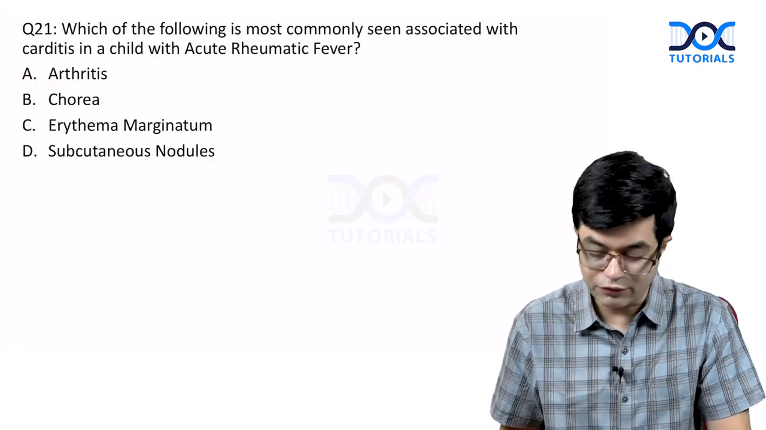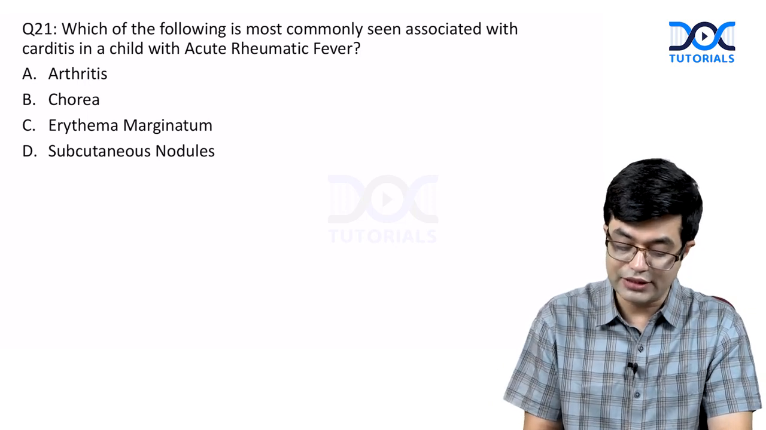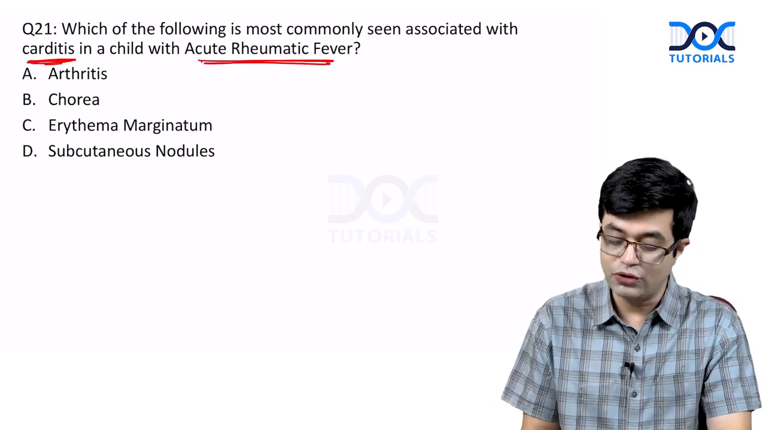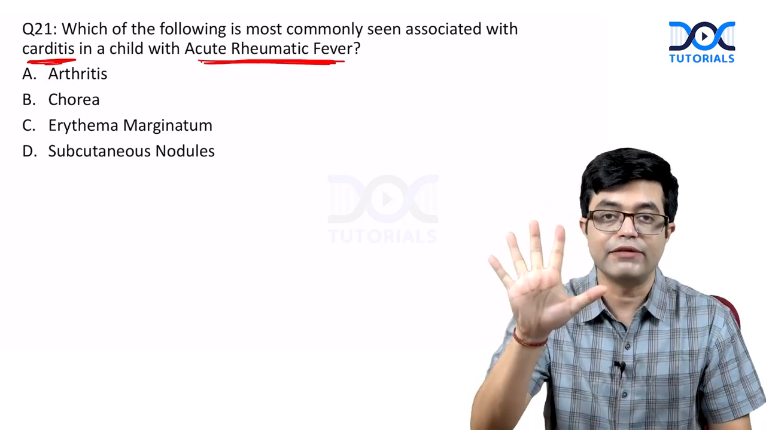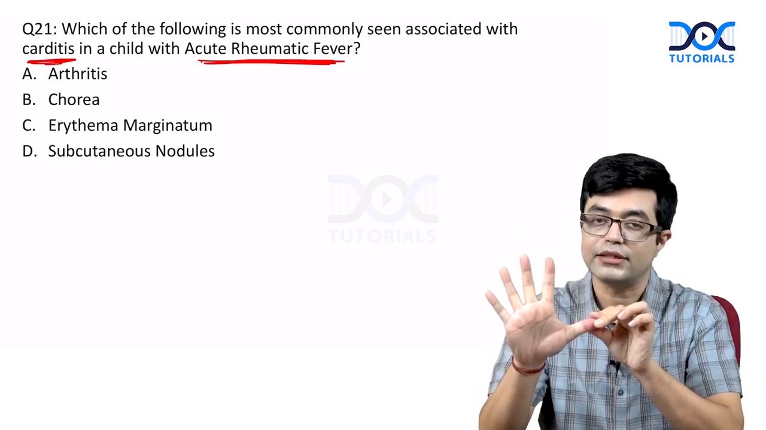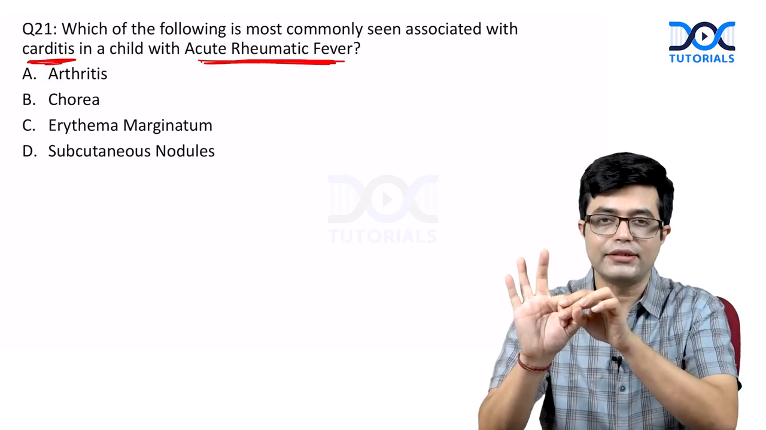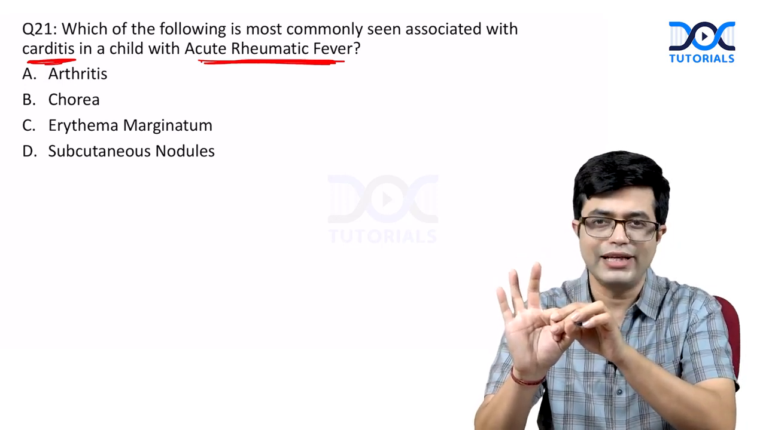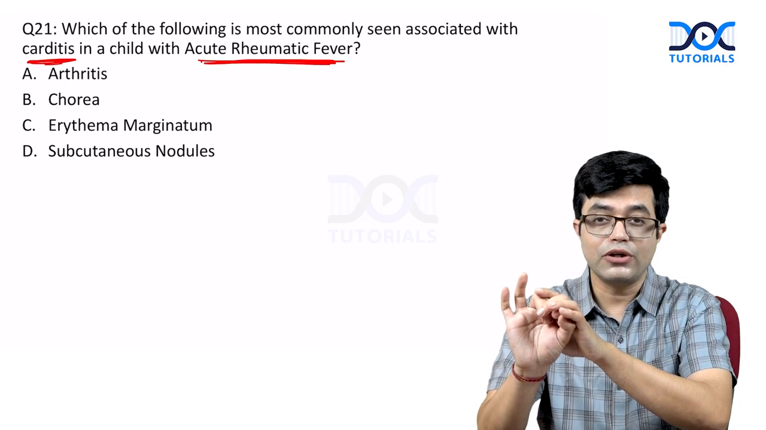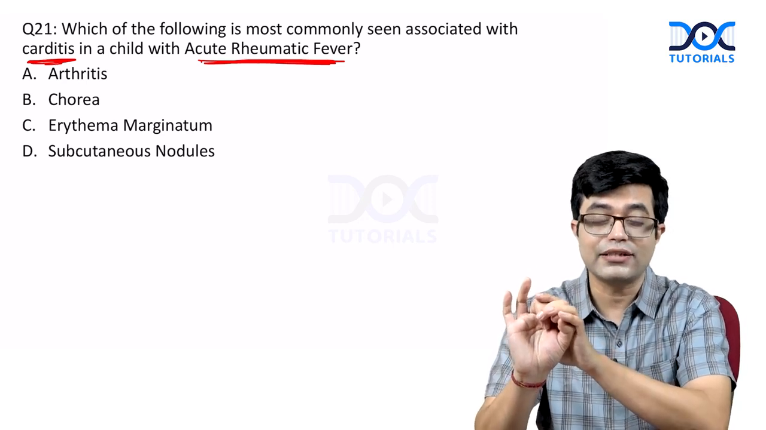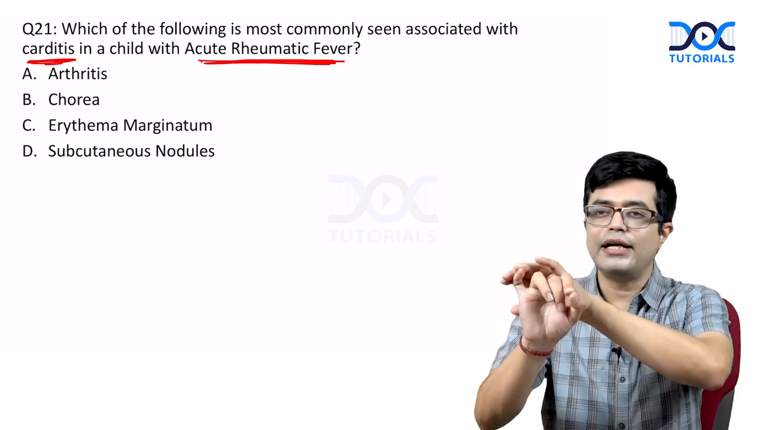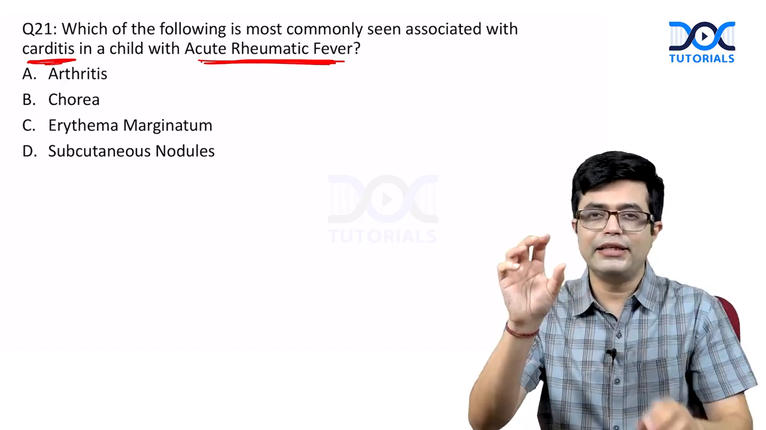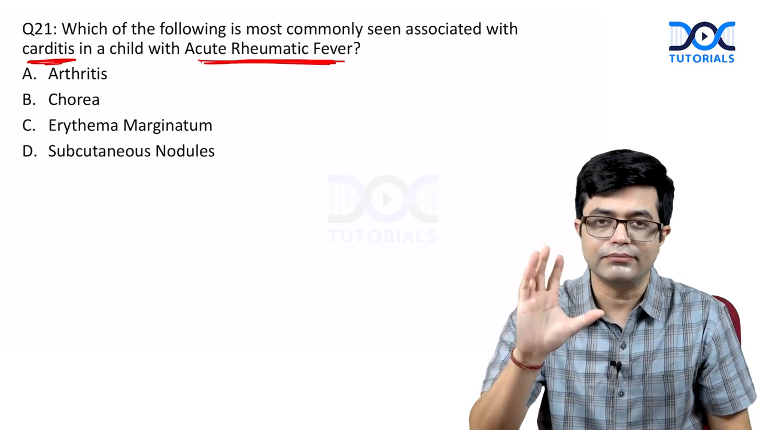Question number 21. Which of the following is most commonly seen associated with carditis in a child with acute rheumatic fever? Rheumatic fever has 5 major criteria, 5 cardinal manifestations. Carditis, that is heart involvement. Arthritis, that is joint swelling and pain. Subcutaneous nodules, which are painless nodules on the extensor surface. Chorea, which is involuntary movement, usually delayed. And a skin lesion in the form of erythema marginatum.